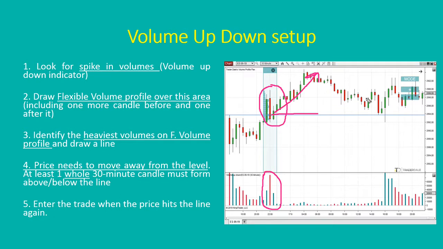And after it, you just wait for a pullback and you expect that those buyers from this area who pushed the price upwards will be defending their positions and they'll be pushing the price upwards again. Alright, that's the logic behind this setup. Let me show you one more example.